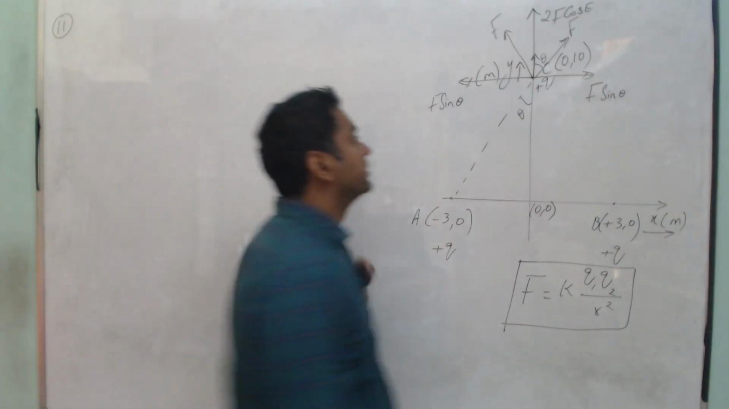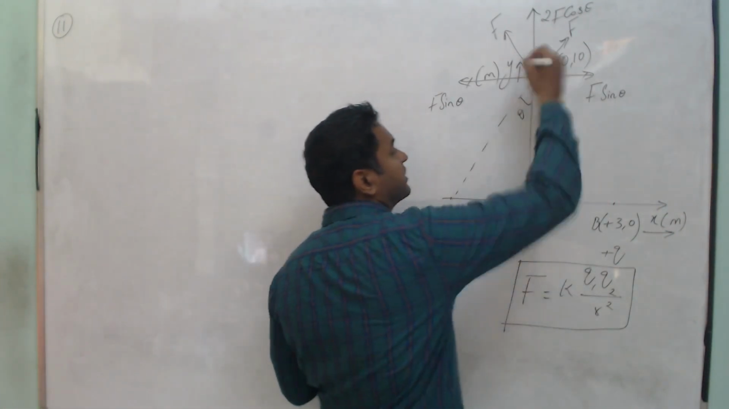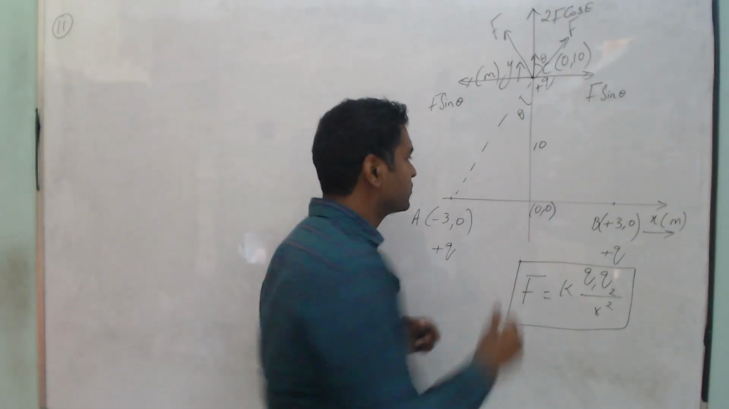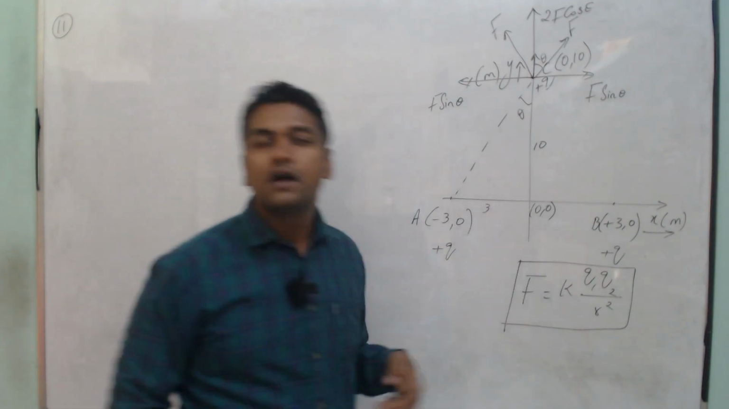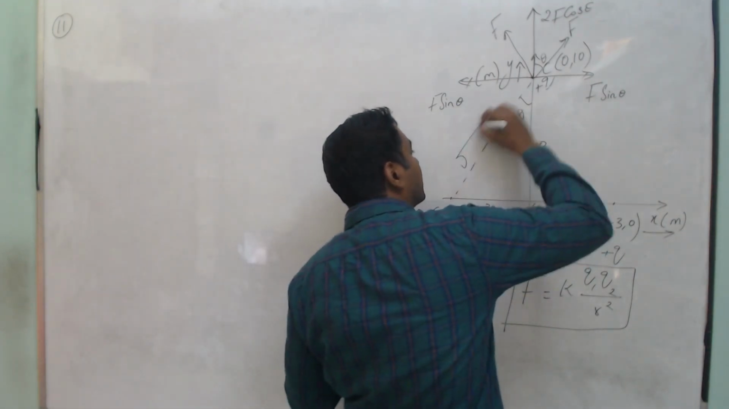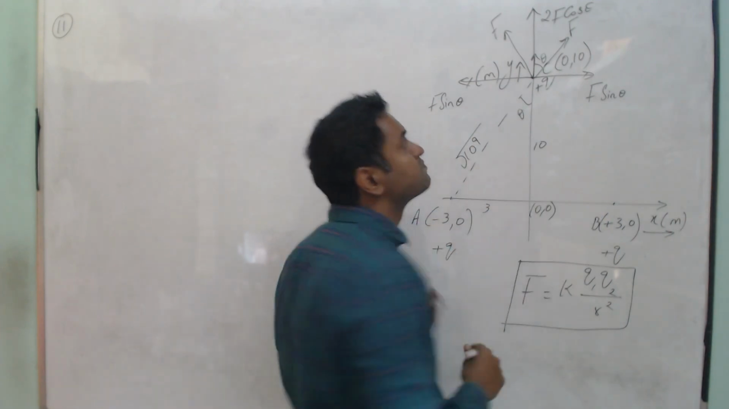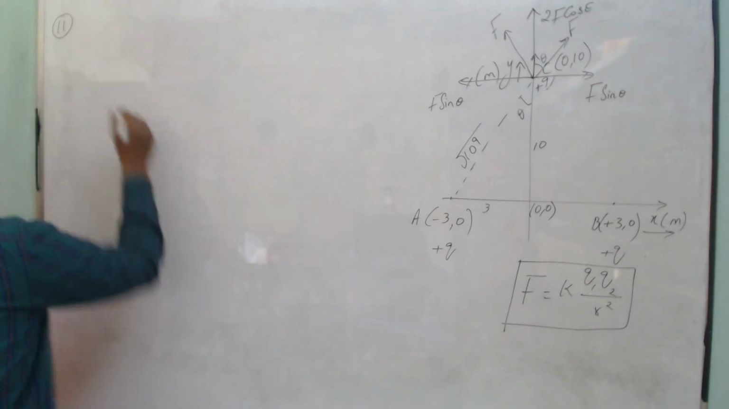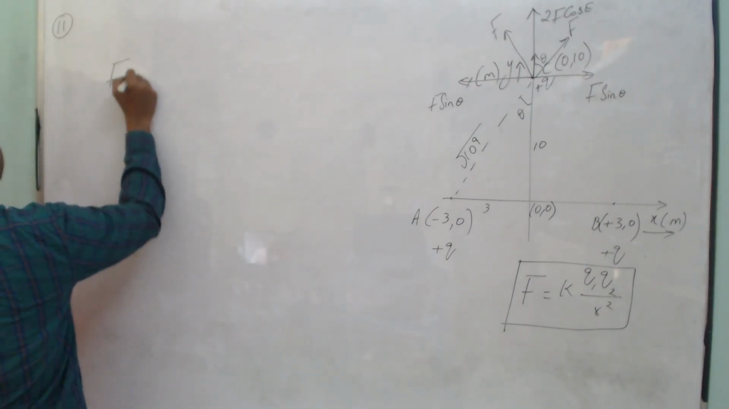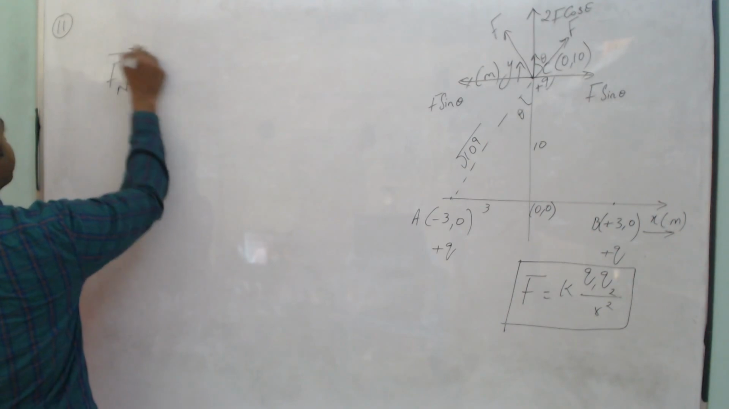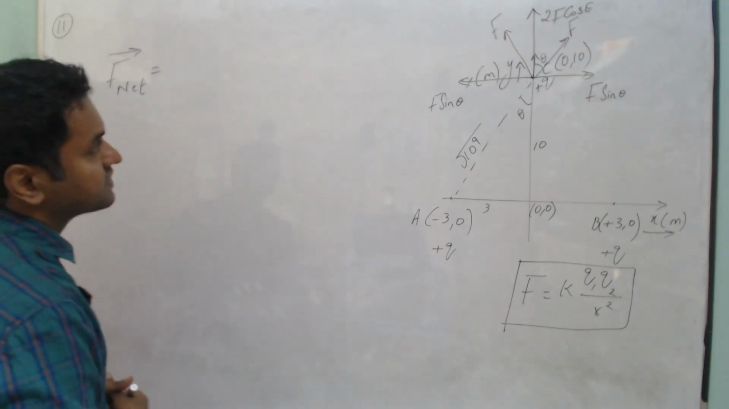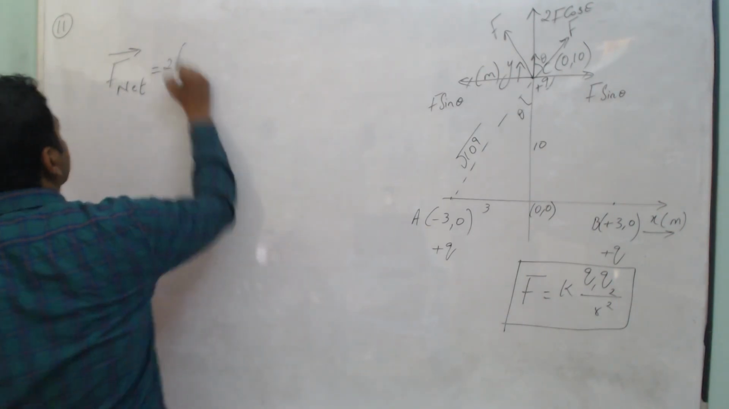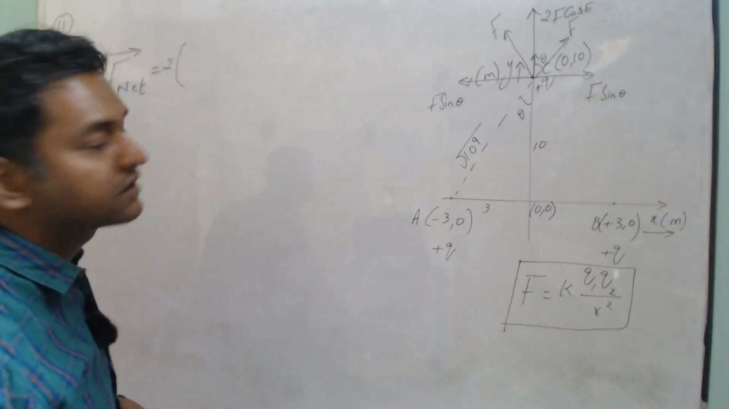I want what is cos theta. Cos theta is adjacent divided by hypotenuse. Hypotenuse is square root of 10 square plus 3 square, right? Yes, sir. So which is square root of 109. Now, so my final answer, just look at this. The final answer I will write F net vector is equal to, first thing is magnitude. What is the magnitude? 2 times F cos theta, right? What is F?